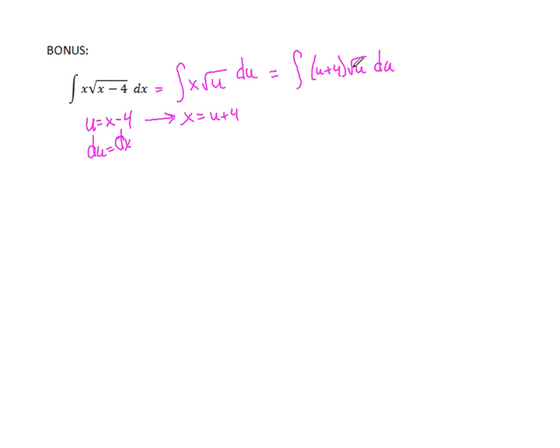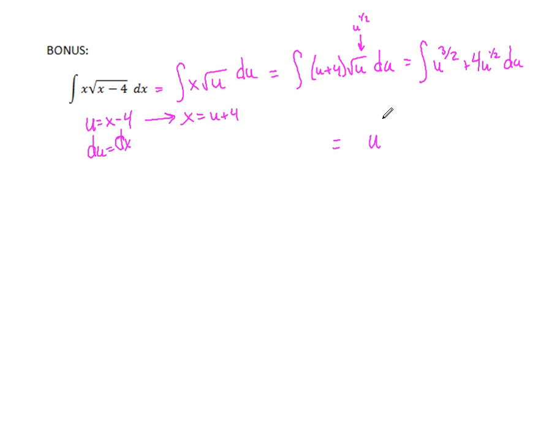Remember, square root of u is the same as saying u to the 1/2 power. So I can distribute this through. U times u to the 1/2 would be u to the 3/2 power. 4 times u to the 1/2 is just 4u to the 1/2. I still have not taken an antiderivative yet, so that's what I need to do now.